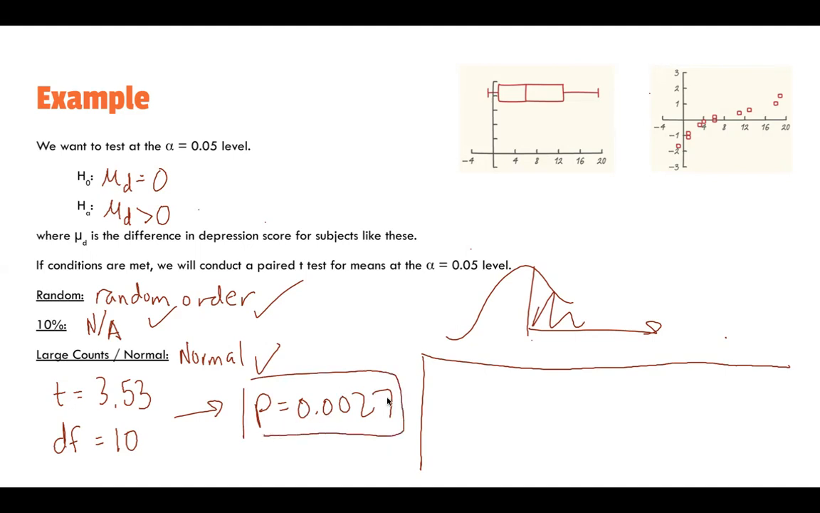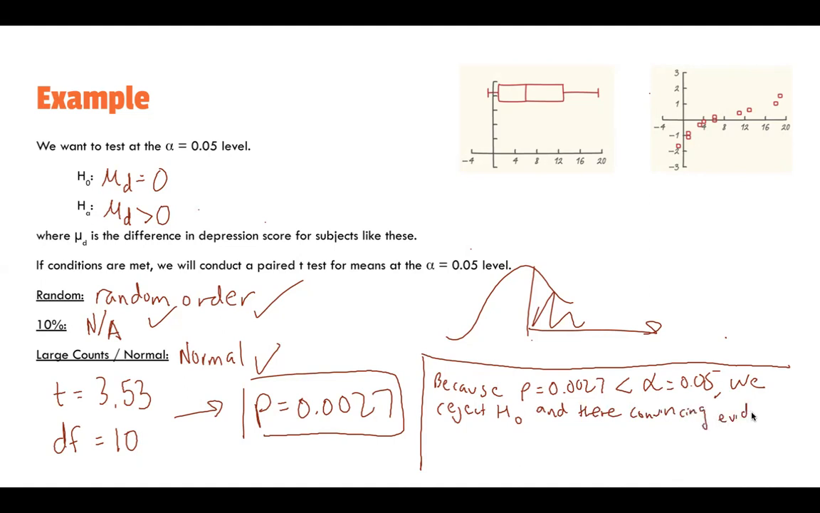What we're basically going to say is because p equals 0.0027 is less than alpha, which is equal to 0.05, this means that it's small enough that we can consider it statistically significant. We reject H naught, the null hypothesis, and there is convincing evidence.